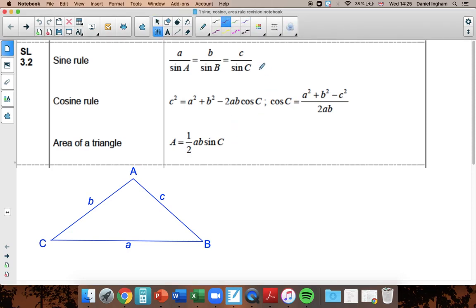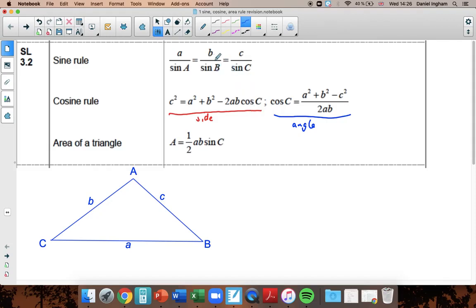Okay, so these are the three formulas, four if you count the two different versions of the cosine rule. This version of the cosine rule is to find a missing side, and this version is to find a missing angle. But really, what's difficult about using these in an exam is not plugging the numbers in; it's deciding which one to use.